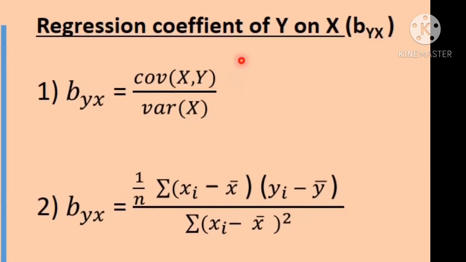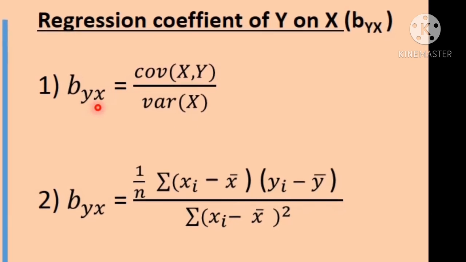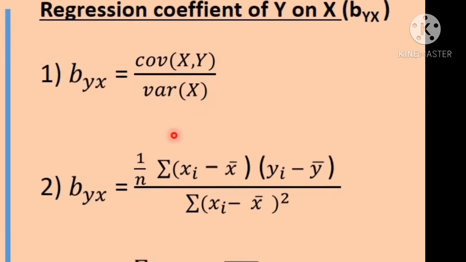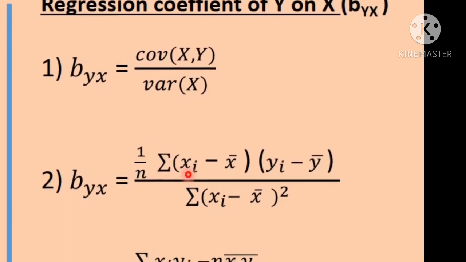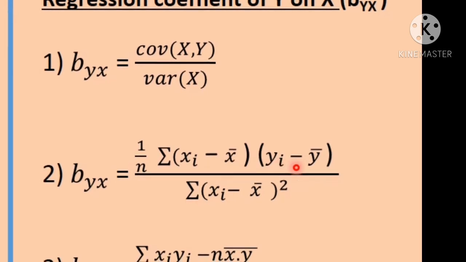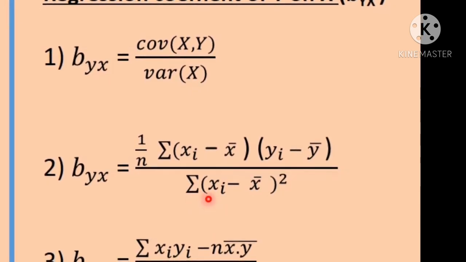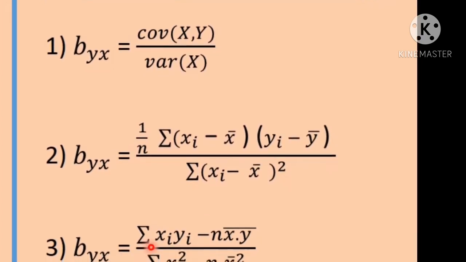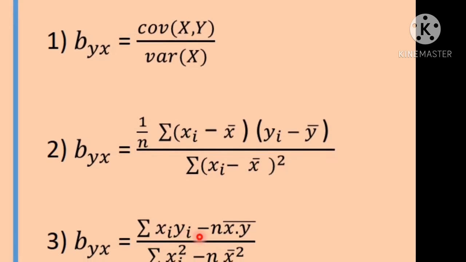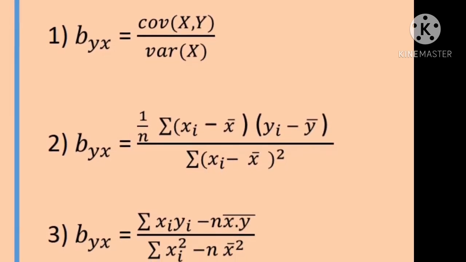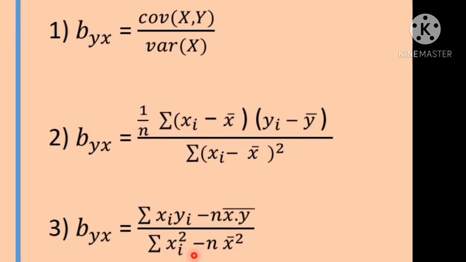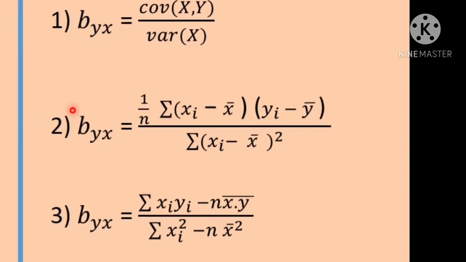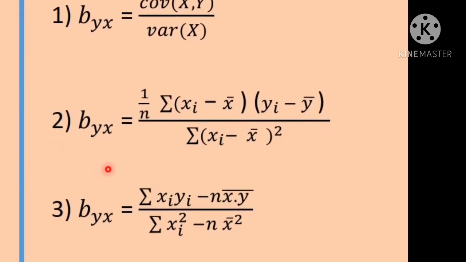Now this side, the coefficient of y on x, that is byx, is equal to covariance between x and y upon variance of x. It is also given by 1 upon n into summation xi minus x bar into yi minus y bar upon summation xi minus x bar the whole square. And byx is also given by summation xi into yi minus n into x bar into y bar upon summation xi square minus n x bar square. Here also we will be using this second formula more often for the calculations.